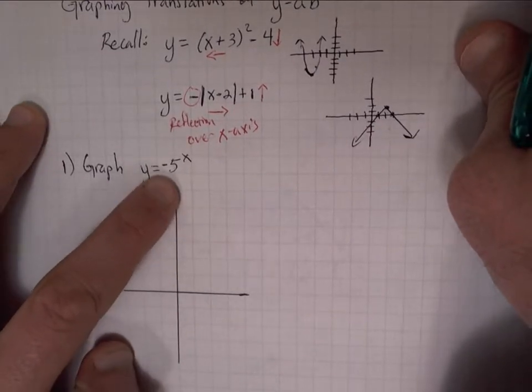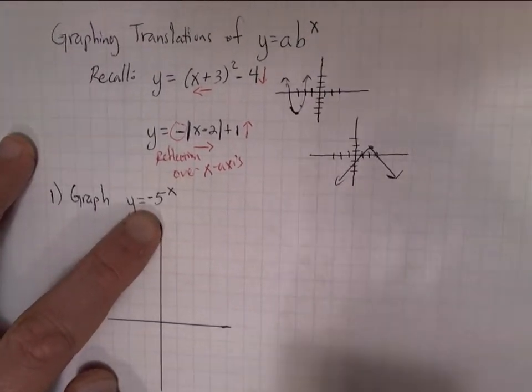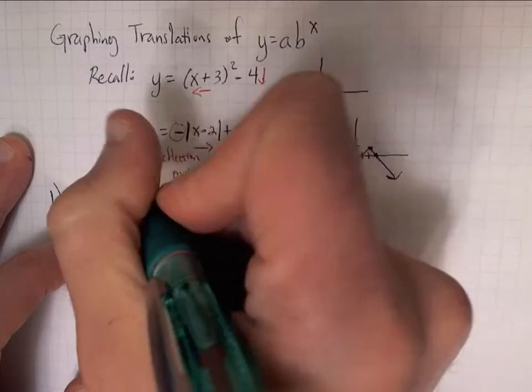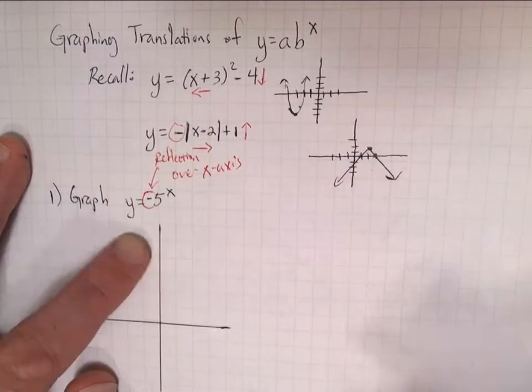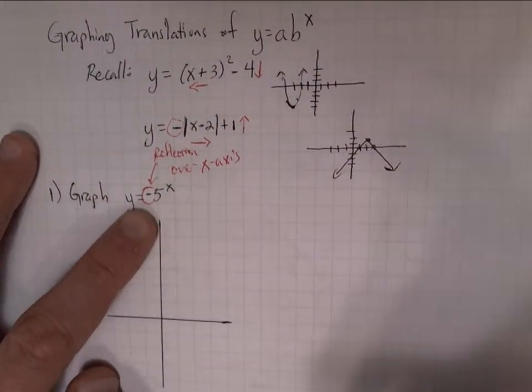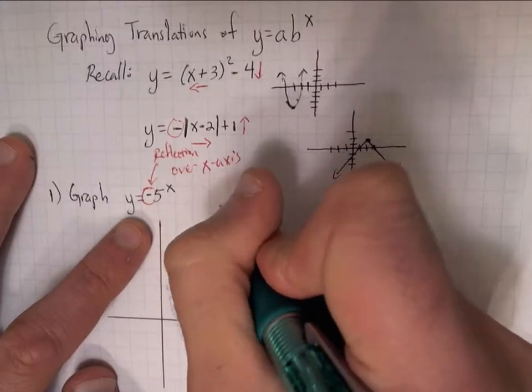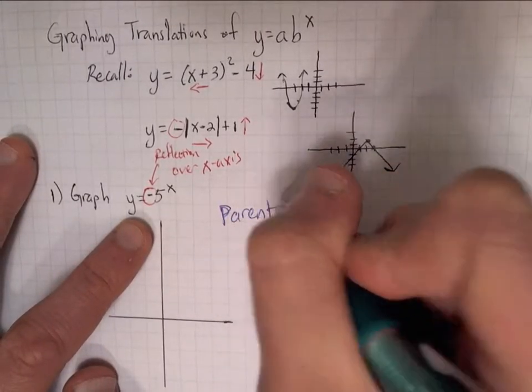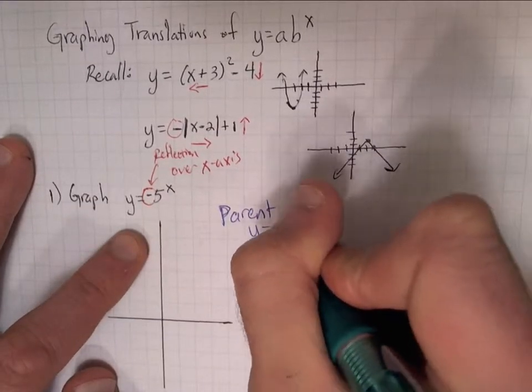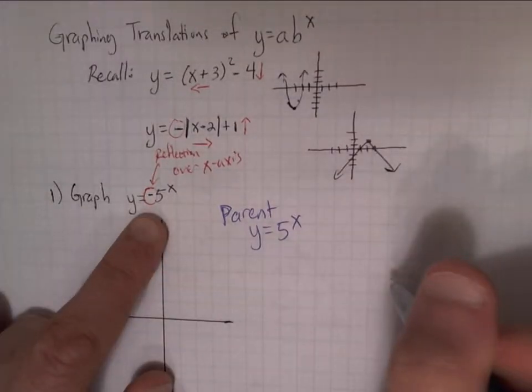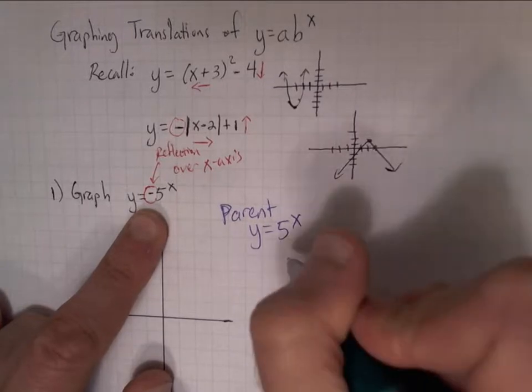So we've got this negative here. Just like it means for these guys, this negative means that it's going to be a reflection over the x-axis. But what you can do is you can graph the parent if you want. I'll do that in blue. The parent is y equals 5 to the x. Basically, the parent is the same guy without the little negative in front.